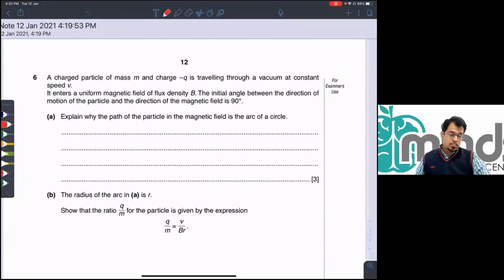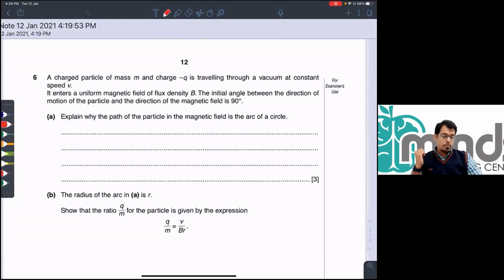So what the question says: a charged particle of mass m and charge minus q is traveling through a vacuum at constant speed v. It enters a uniform magnetic field of flux density B. The initial angle between the direction of motion of the particle and the direction of the magnetic field is 90 degrees. This 90 is very important, because when a charged particle enters the field perpendicularly, at 90 degrees, the force behaves like a centripetal force. The particle keeps moving in a circular path. If the charge enters at an angle, the particle will never move in a circular path. It will form a helical path. I hope you have that point in mind because we discussed it in one of the classes.